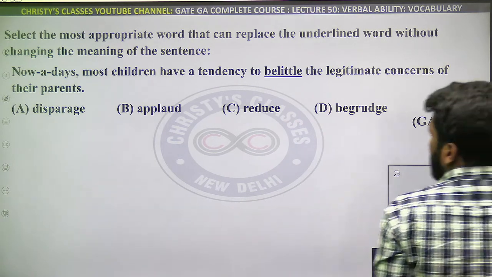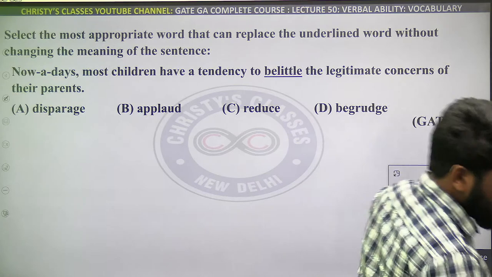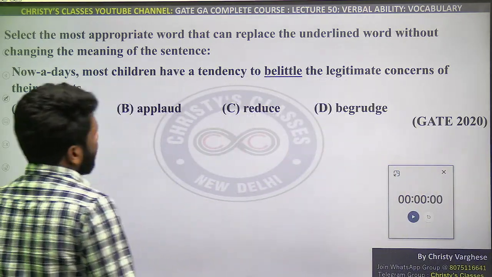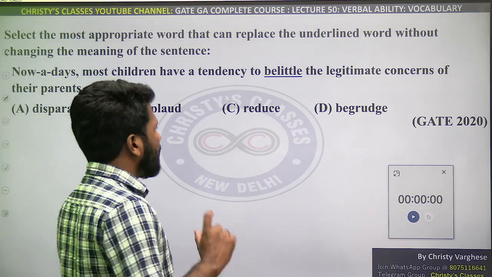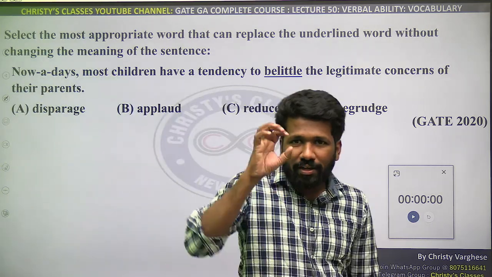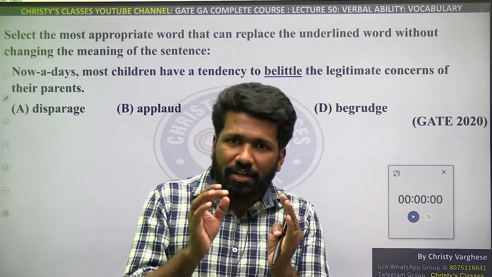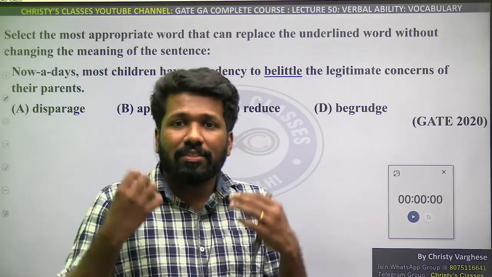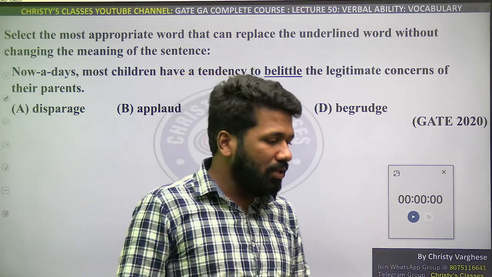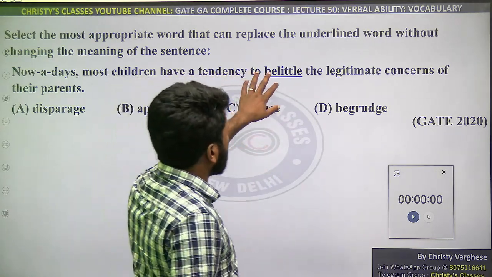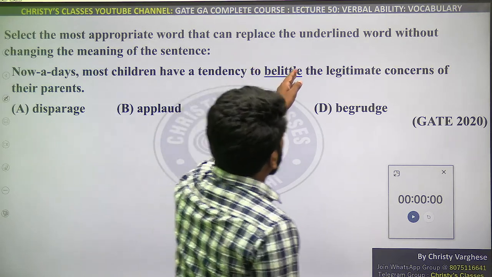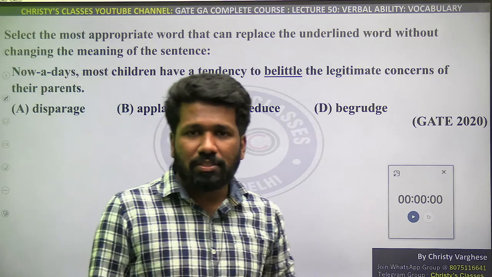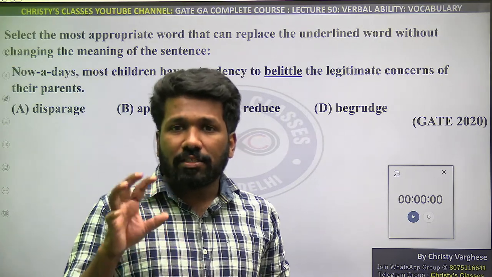So here, select the most appropriate word that can replace the underlined word without changing the meaning of the sentence. Nowadays, most children have a tendency to belittle. Be is a prefix. Little, you know, na? Very small. Belittle means the action of considering something not important or very less important. That means they are not considering the importance of the legitimate concerns of their parents. Legitimate concerns means valid concerns of their parents.